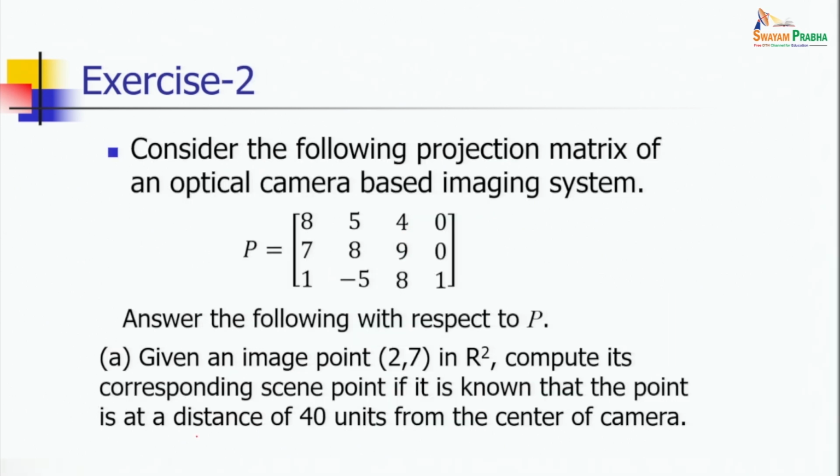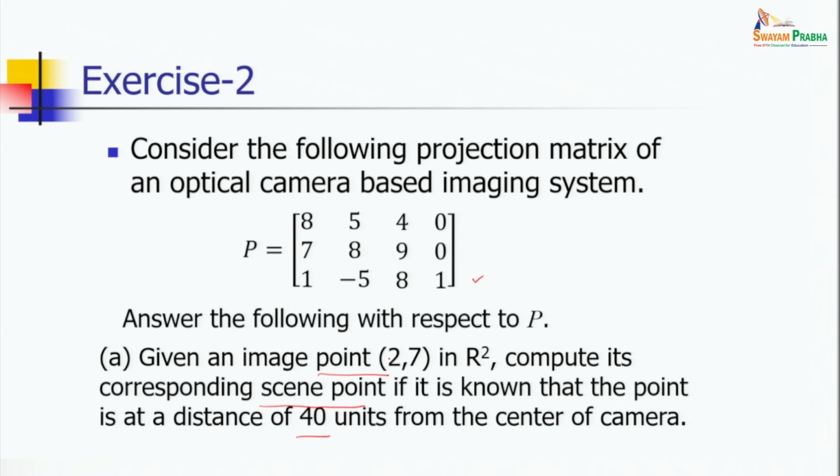Let us consider another example. Say you have a projection matrix, and this is the projection matrix. Now, if I give you an image point in R square, which means it is expressed in the non-homogeneous coordinate system, we need to compute its corresponding scene point if it is known that the point is at a distance 40, which means that through back projection I can form the ray which intersects the image point at 2, 7 and passes through the camera center.